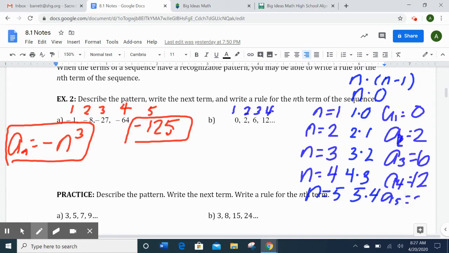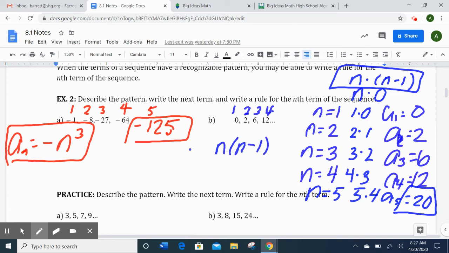So for 5, to continue the pattern, I would take the term number, multiply by 1 less than that, so the fifth term is 20. So the answer to what is the fifth term is 20, and what is the rule is that I took n and I multiplied it by n minus 1. So a sub n equals that.